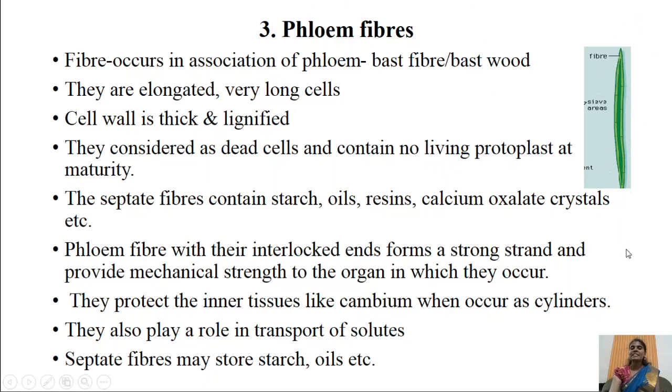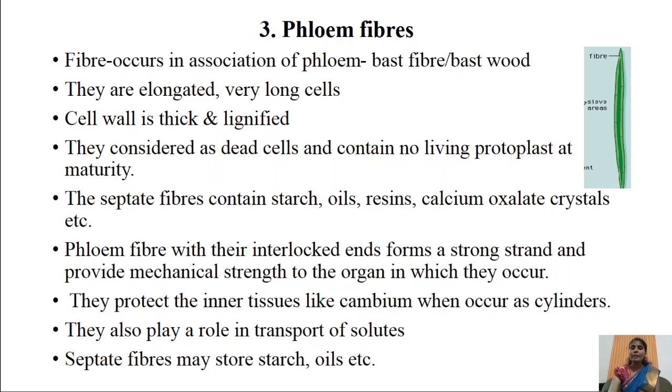They are considered as dead cells. Why? Because they contain no living protoplast when they mature. Hence, these are the only cells which are dead in phloem tissue. Remaining all other three are living.